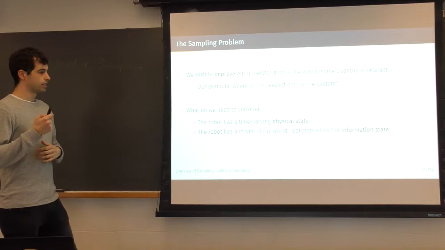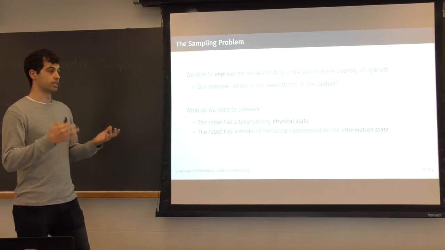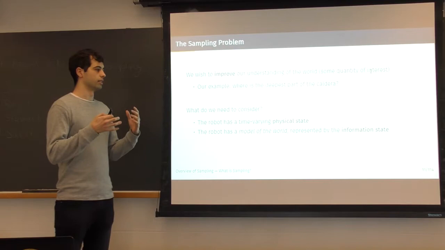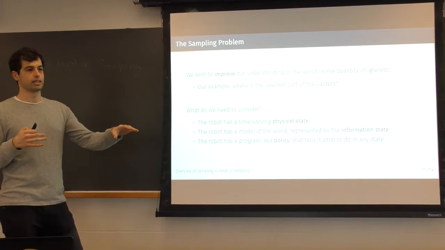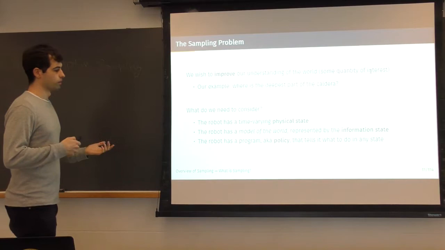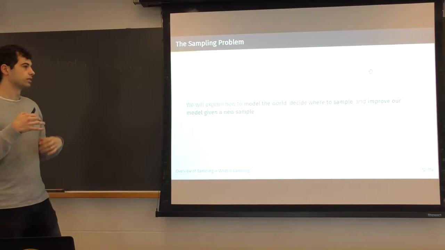Second, the robot has a model of the world. It's its information state, the knowledge the robot has about, in this case, the depth of the ocean floor. And finally, the robot has the sampling policy, which tells the robot what to do next, where to go sampling next, which trajectory it needs to follow. So we will explain now how to model the world, decide when to sample, and how to improve this model based on the samples we take.